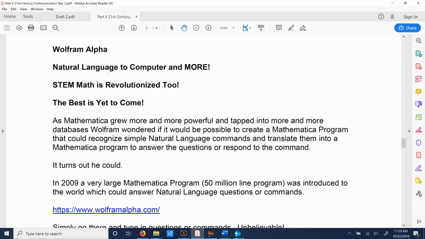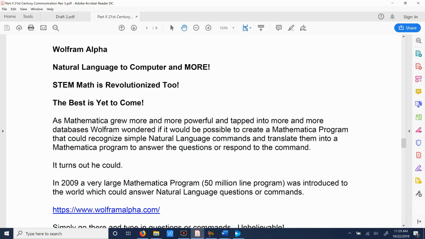Now, this is a natural language to a computer, and much more as you're going to learn. Wolfram Alpha not only allows you to communicate with a computer with a natural language, it revolutionizes STEM math. Now, that's what I've talked about in this book earlier, so you know all about that. And then I'm going to tell you something. Don't give up on this addendum. The best is yet to come at the very end.